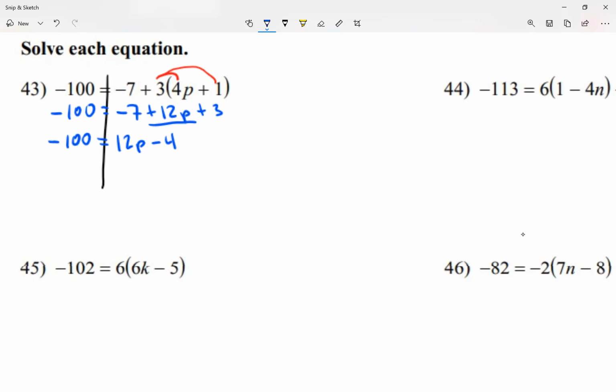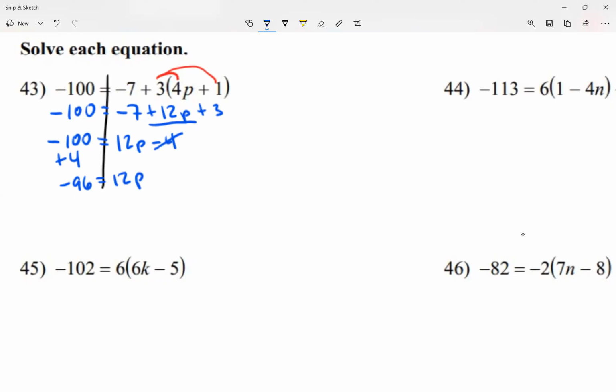Okay, so I want letters on one side only. I want to leave the 12p by itself. So this minus 4, let me move it to the other side as a plus 4. So I have that negative 96. It's equal to 12p. Now I want to have the p by itself.